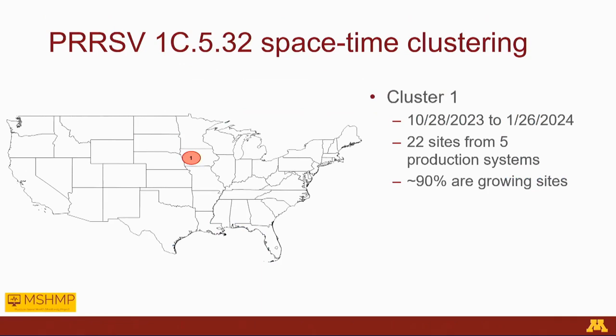So because we have site-level information, we were also looking for space-time clustering of newly affected sites, right? So we looked throughout the whole period since this variant emerged, and we found 4 space-time clusters. The first one was identified in western Iowa at the end of 2023 with 5 production systems involved. Following that, we found another space-time cluster earlier in 2024, more towards the northeast of Iowa, with 4 production systems involved.